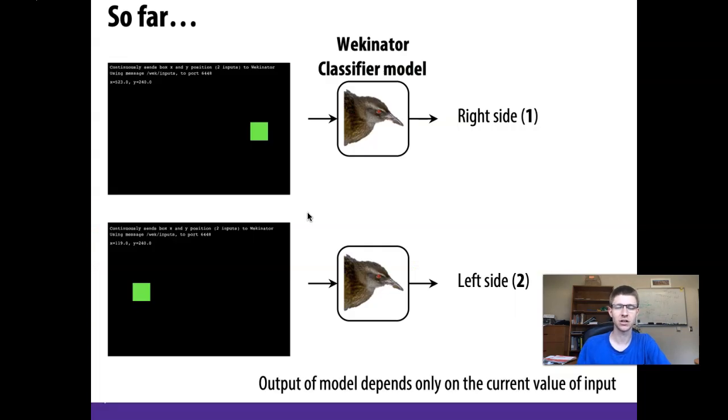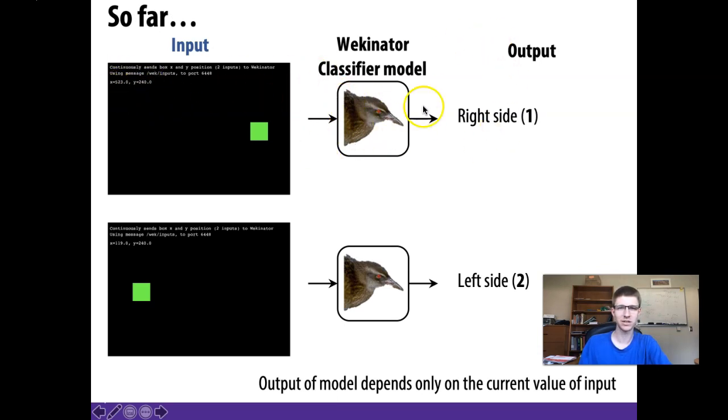So the first place to start is, what have we done so far? What does that look like? If you think about it, we've got our inputs over here, our Wekinator model, and our output. What we can do so far is take an input, here the X and Y cursor positions, and that input is in a particular spot. It sends that data, in this case 523, 240, to Wekinator.